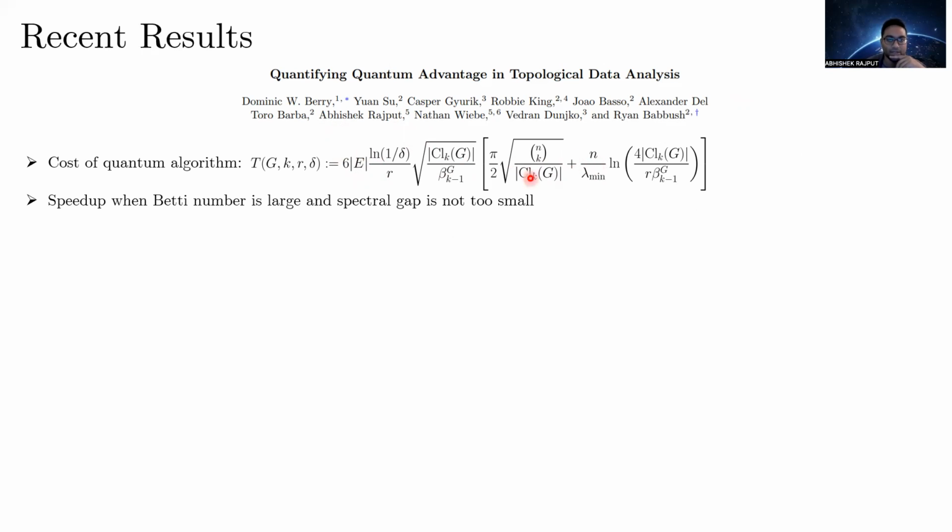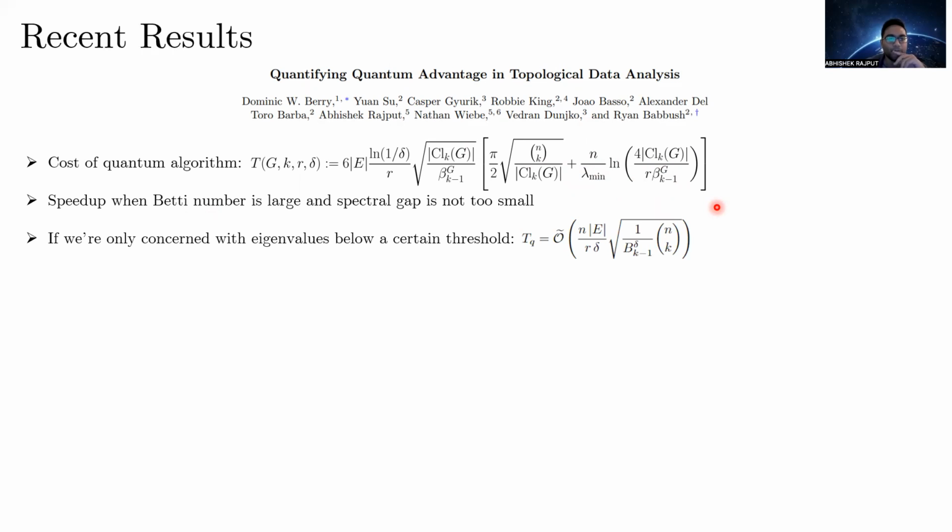So the speedup, as you can see, just based on the presence of these factors, especially this one, is large when the Betti number is large and the spectral gap is not too small, because this factor is basically looking at what factors are in the denominator of this cost. And we can also show that if you're only concerned with eigenvalues below a certain threshold, you can modify this algorithm to give an algorithm for estimating Betti numbers with a cost that is a bit more favorable.